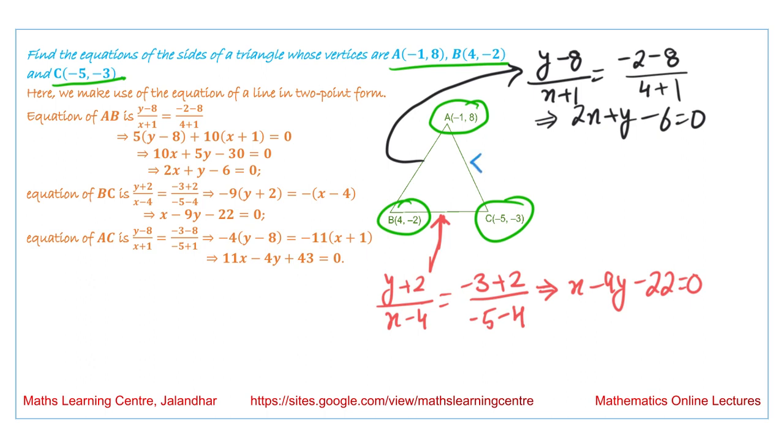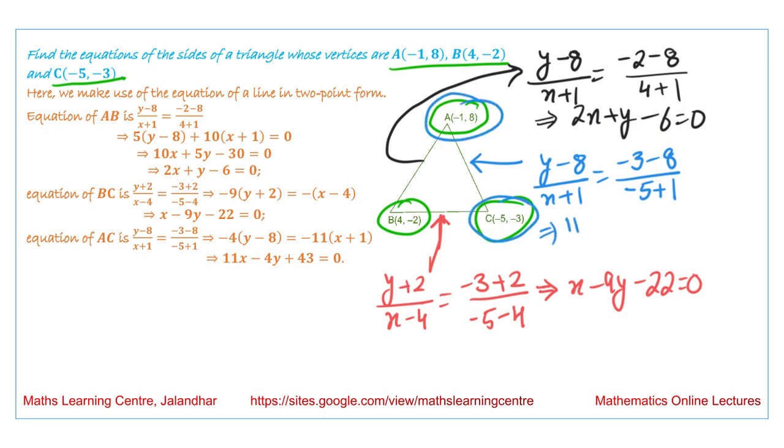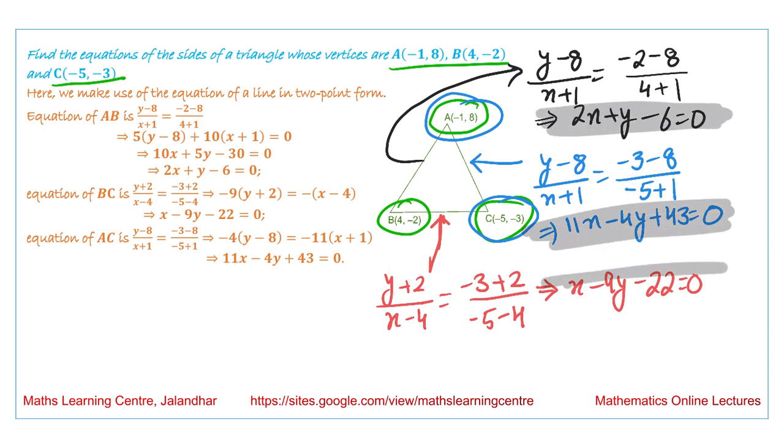Last, we have to calculate the equation of the side AC. So that will be y minus 8 over x plus 1 is equal to minus 3 minus 8 over minus 5 plus 1. We are using these 2 points. So this implies that the equation we have is 11x minus 4y plus 43 is equal to 0. So these are the 3 equations, this is the first equation, second and third. These are the 3 equations of the 3 sides of this triangle.